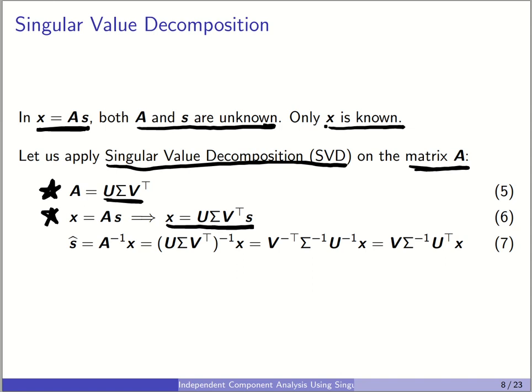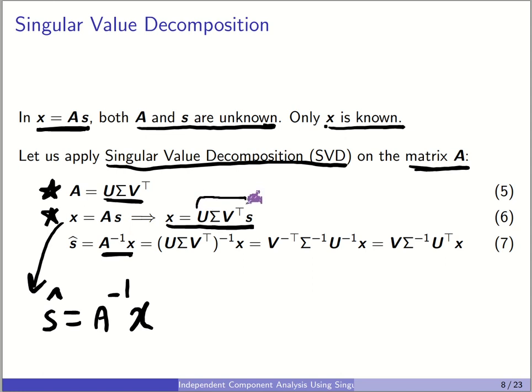Now, you might say, okay, S can be approximately estimated by this, where the hat means estimation of S: A inverse X, am I right? So we are doing this here too. And then we can say that A was this, U sigma V transpose. So I replace this here. And now when we apply inverse to a multiplication of several matrices, their order is reversed. So we'll have V transpose inverse, sigma inverse, U inverse X.